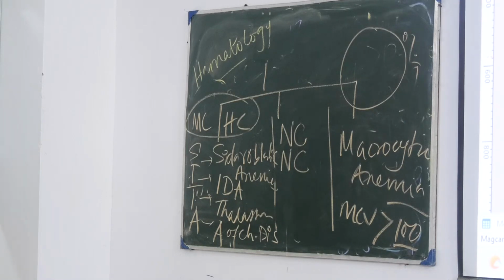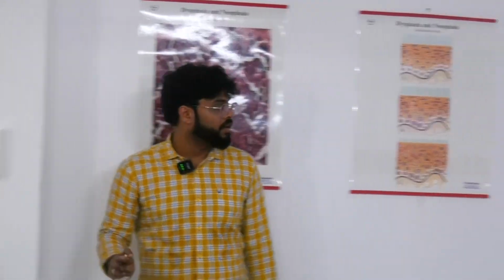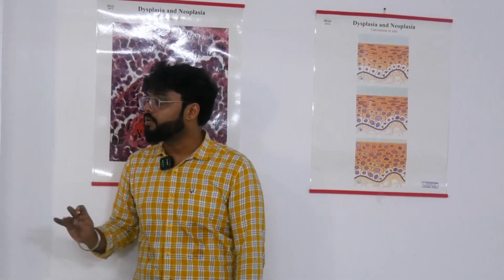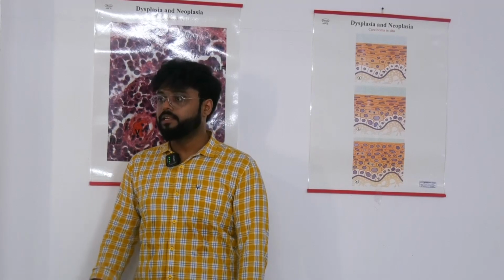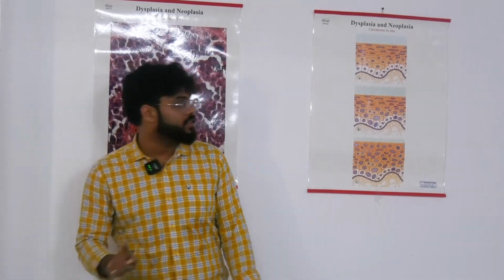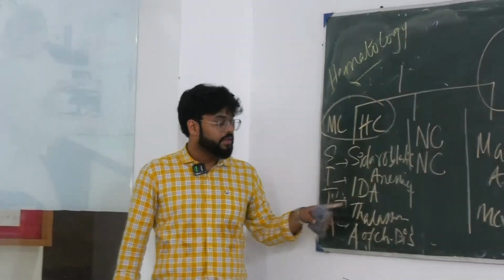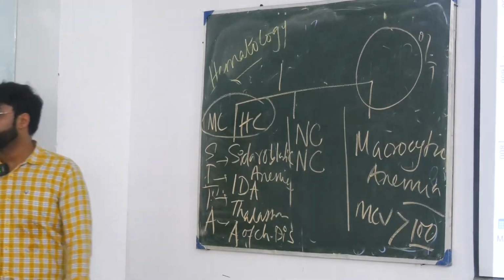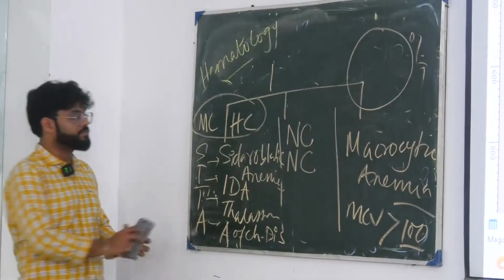So causes of microcytic hypochromic anemia is SITA: sideroblastic anemia, iron deficiency anemia, T for thalassemia, and A for anemia of chronic disease. Don't get this wrong. These four are the most important causes of microcytic hypochromic anemia: iron deficiency anemia, thalassemia, anemia of chronic disease, and sideroblastic anemia. Okay.